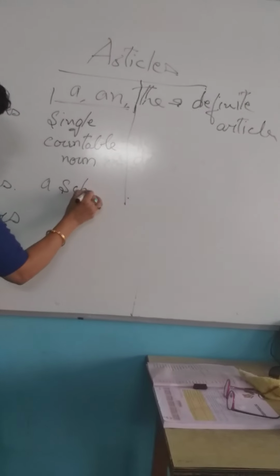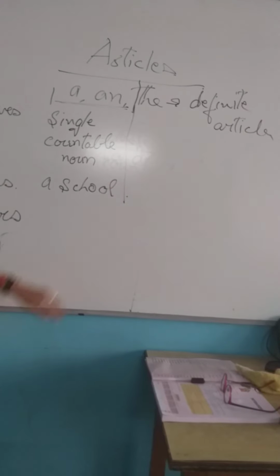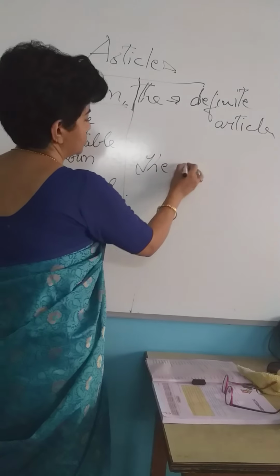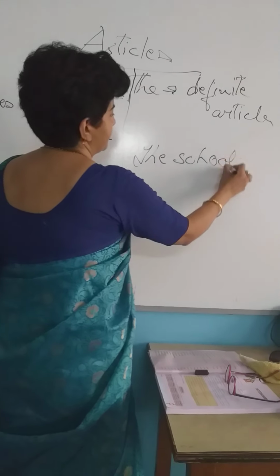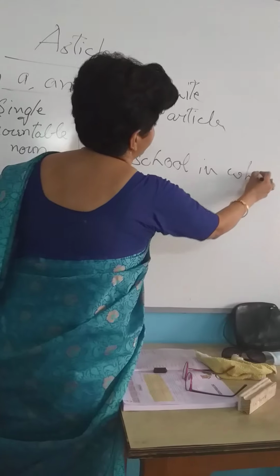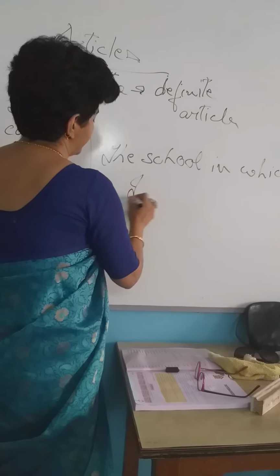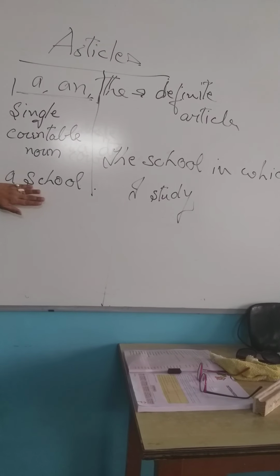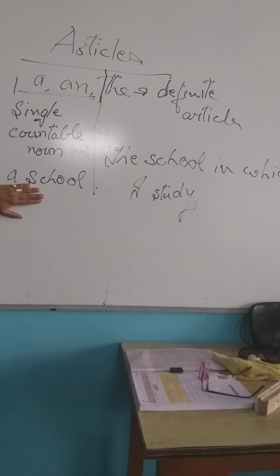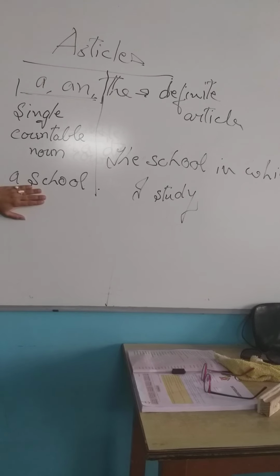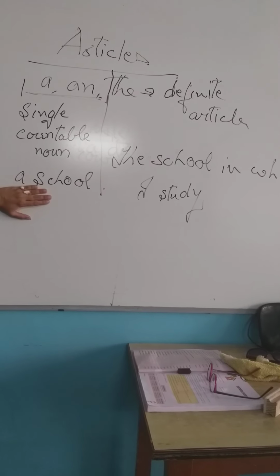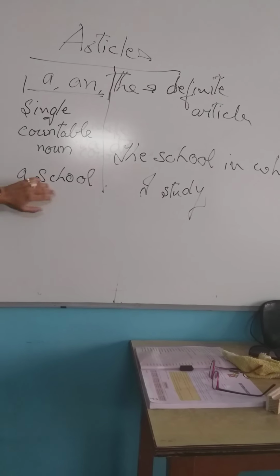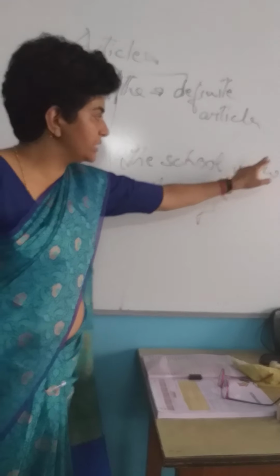"a school", for example. Here I'm changing it: "the school in which I study". I have used "a school" because this is very general, in very general conversation about a school. A school needs to have chairs and desks. As simple as this. But here I am saying "the school in which I study".